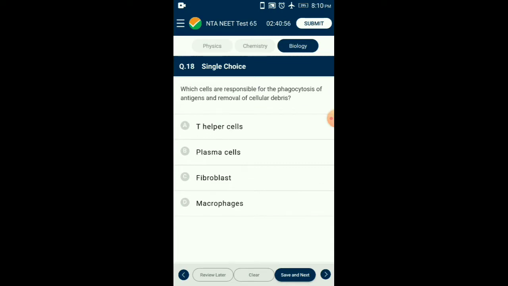Question number 18. Which cells are responsible for phagocytosis of antigens and removal of cellular debris? The macrophages' main role is phagocytosis of bacteria and damaged tissue, and they also debride damaged tissue by releasing proteases. So the answer for this question is option D. Macrophages are the cells responsible for the phagocytosis of antigens and removal of cellular debris.